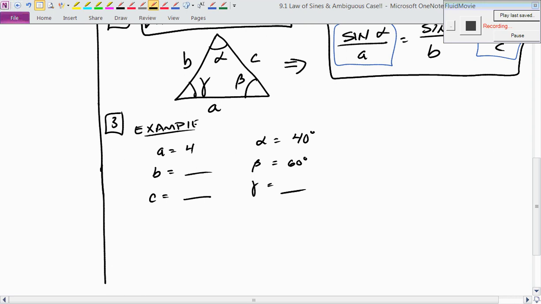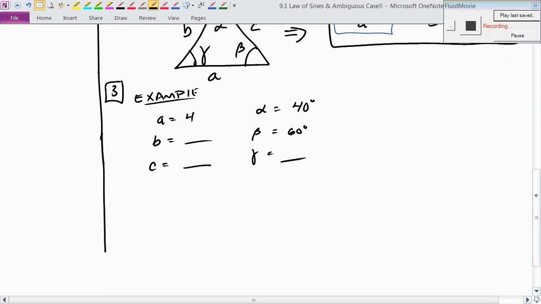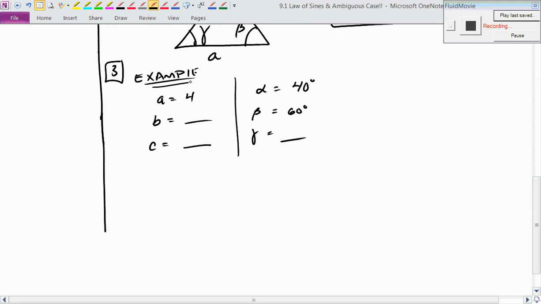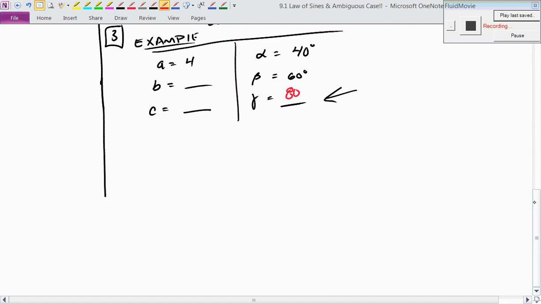So they're going to give you the information, and they're going to expect you to solve the triangle, which means to get all of these things together. Can we easily get this one right here? Yeah, what would that one be? 80. Yeah, we can get that one because we just subtract from 180 the other angles in the triangle.